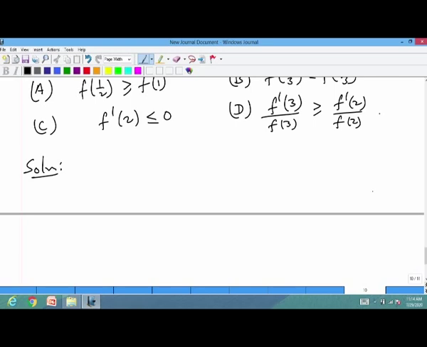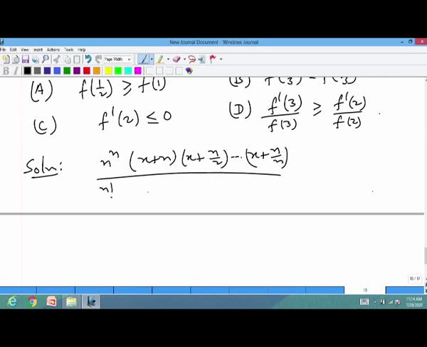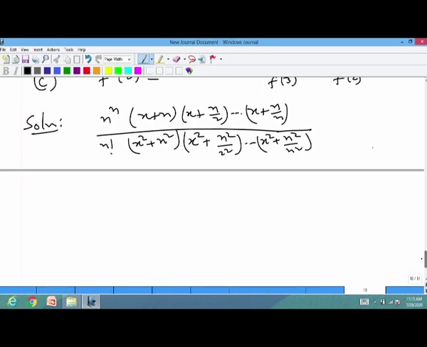So, first let us look at this term. We have n to the n times (x plus n) times (x plus n by 2) up to (x plus n by n), divided by n factorial, and then we have (x square plus n square) times (x square plus n square by 2 square) up to (x square plus n square by n square), and this is raised to the power x by n. So, let us first simplify this ratio.